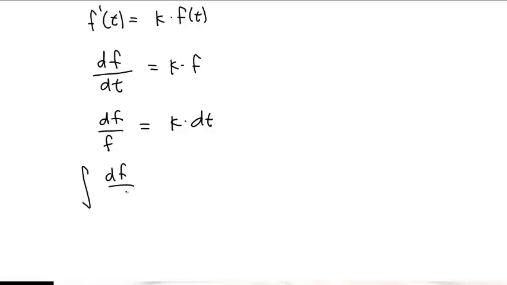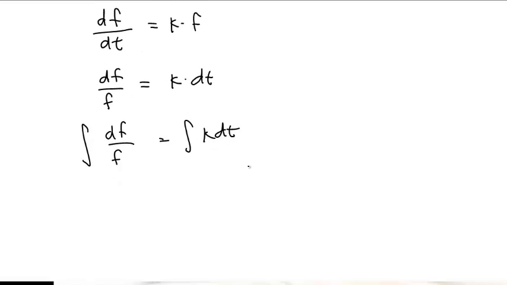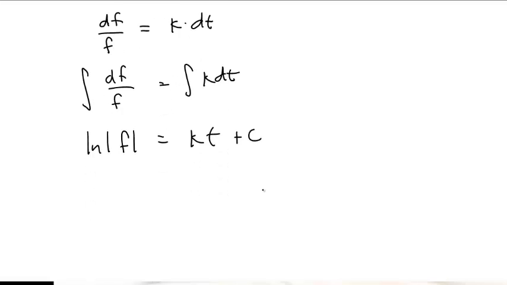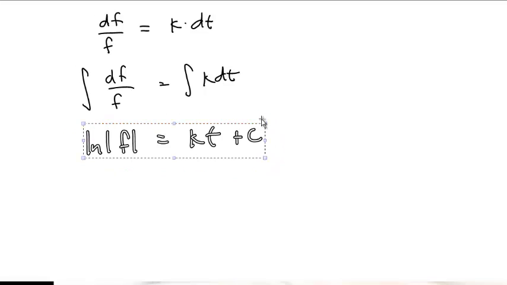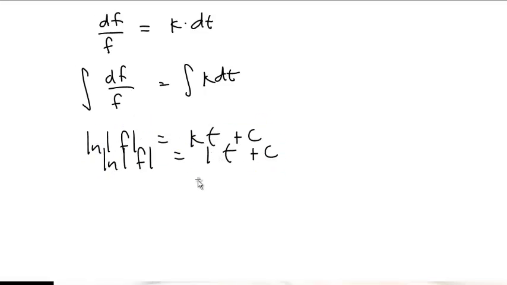The integral of df over f, whose derivative is 1 over f, is the natural log of the absolute value of f. The integral of k dt, when you're taking the derivative with respect to t, is kt plus c. How do we get rid of that natural log?